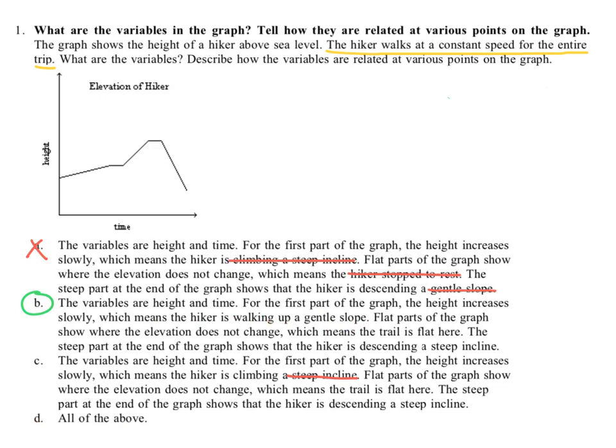The hiker is walking up a gentle slope. D says all of the above, but they couldn't possibly be all of the above because they contradict each other. Okay, so it's not C, it's not A, not D, it is B.